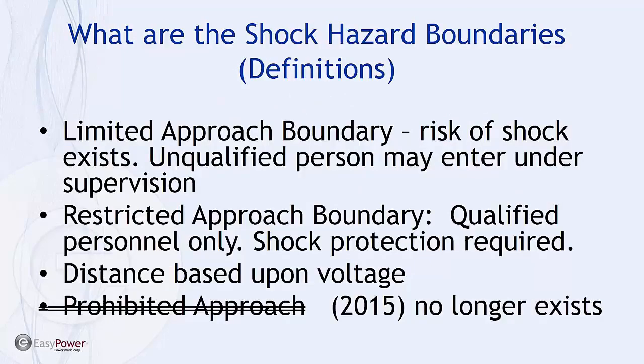Next question, so what are the shock hazard boundaries as defined by NFPA 70E? Specifically, and these have been in place way before 2015, but there have been some changes just as of last year. First of all, there's a limited approach boundary, and that's defined as a location where there's a risk of shock existing. Unqualified persons may enter this area as long as they're under supervision of a qualified person or worker. And then there's a restricted approach boundary. Only qualified personnel are allowed to be within that boundary.